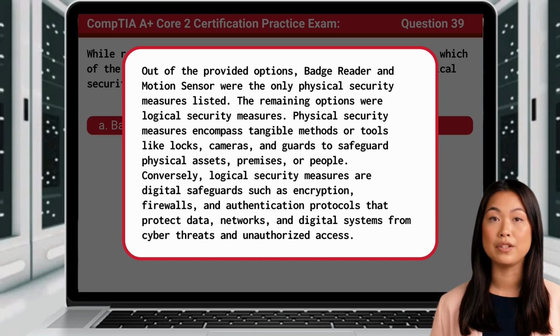Physical security measures encompass tangible methods or tools like locks, cameras, and guards to safeguard physical assets, premises, or people. Conversely, logical security measures are digital safeguards such as encryption, firewalls, and authentication protocols that protect data, networks, and digital systems from cyber threats and unauthorized access.